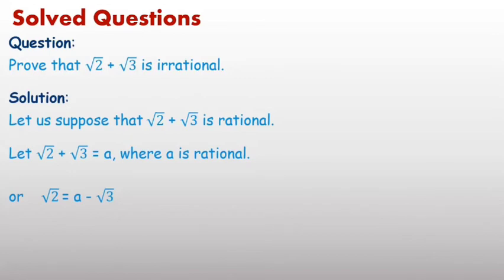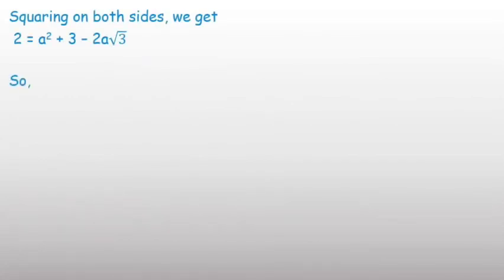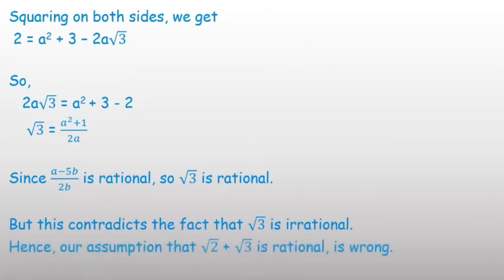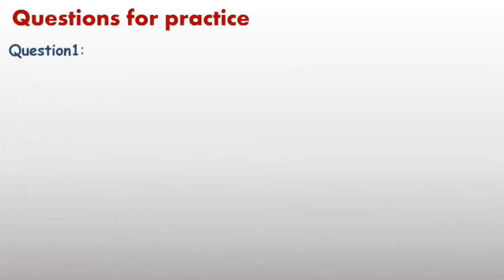Again, root 2 equal to a minus root 3, squaring both sides, and simplify, you will get root 3 equal to a square plus 1 upon 2a. Since a is a rational number, therefore a square plus 1 upon 2a is also a rational number. Hence root 3 is rational, which contradicts the fact that root 3 is irrational. Means our assumption is wrong. Some questions for practice.